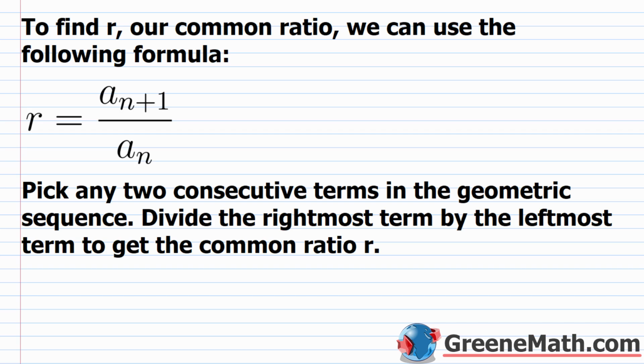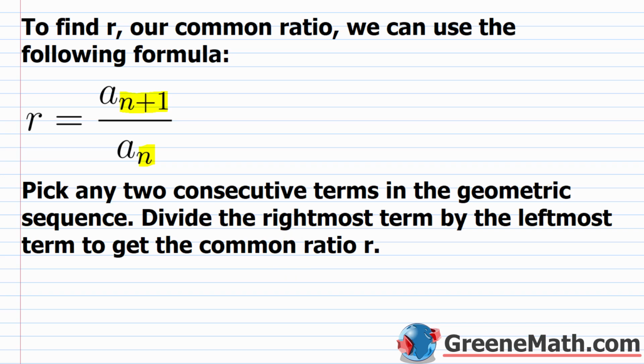In the previous example, we sort of eyeballed things to figure out the common ratio r, but there's an official formula you can use. To find r, our common ratio, we can use the following formula. Essentially, r is equal to a sub n plus 1 over a sub n. So in other words, this right here is one more than this right here. You're going to pick any two consecutive terms, which means they're next to each other. In your geometric sequence, you divide the rightmost term, the one with the higher index value, by the leftmost term to get the common ratio r.